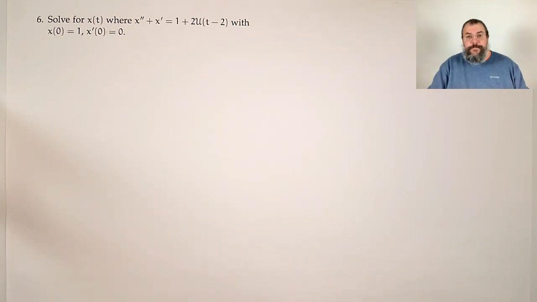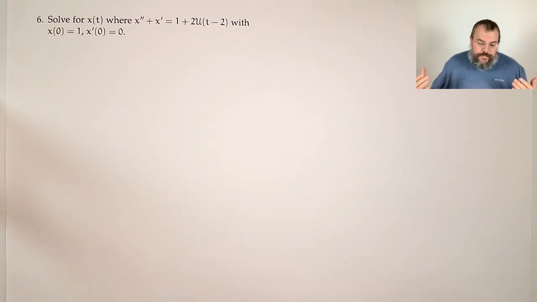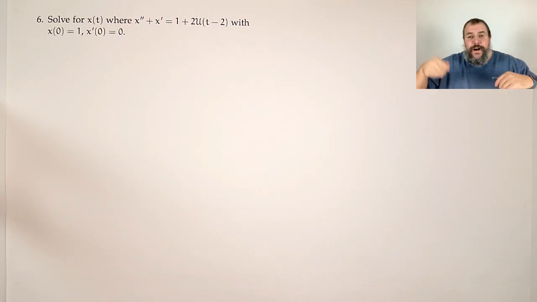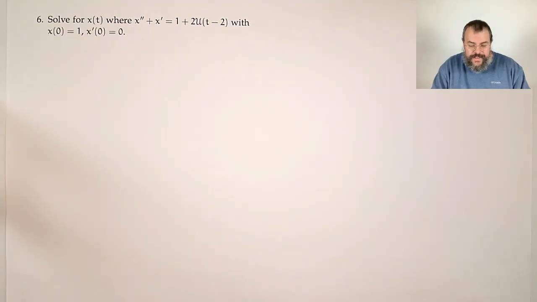Solve for x of t, where x double prime plus x prime is equal to 1 plus 2 u, and so this here u represents the on-off switch. It's the unit step function that turns on at time 2. And x of 0 equals 1, x prime of 0 equals 0. All right, well, let's see what happens.